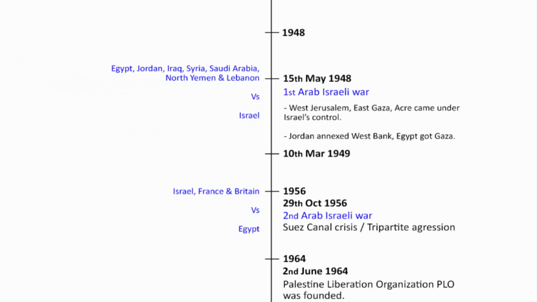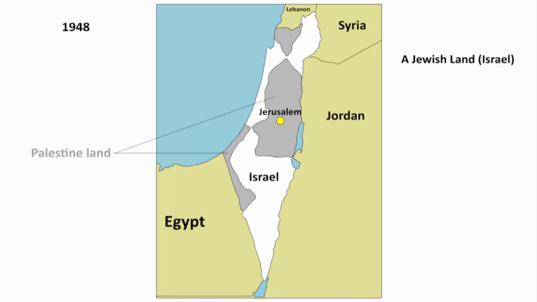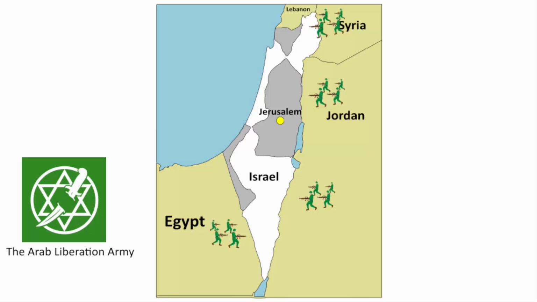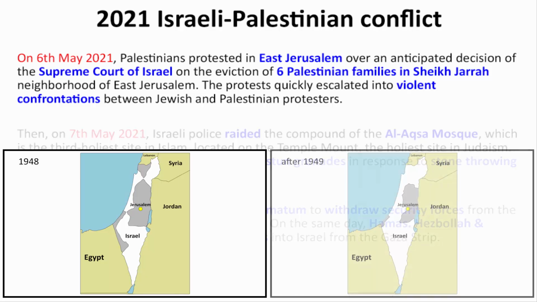We all know that in 1948, Israel was created. United Nations gave 3 areas to Palestinians. Then a Jewish state and Jerusalem came under international zone. Then, as we all know, immediately next day on 15th May 1948, the Arab forces attacked Israel from all 3 sides. After the end of the war, Israel gained control of the western side of Jerusalem, eastern part of Gaza, and the whole city of Acre in North Israel came under Israel's control.